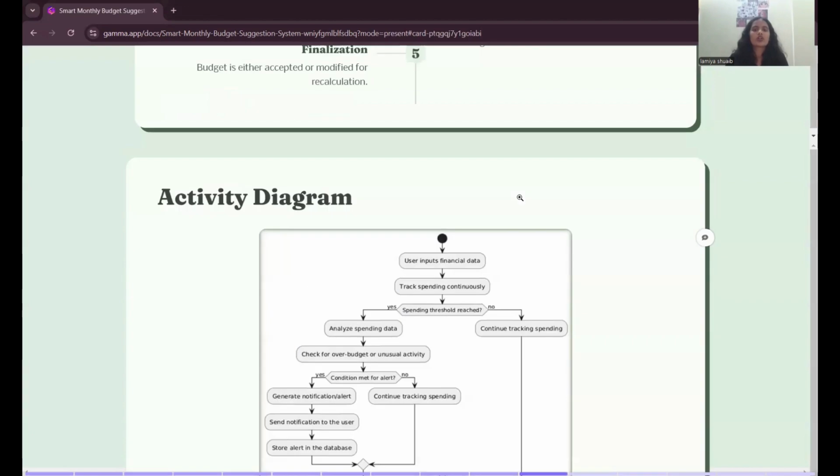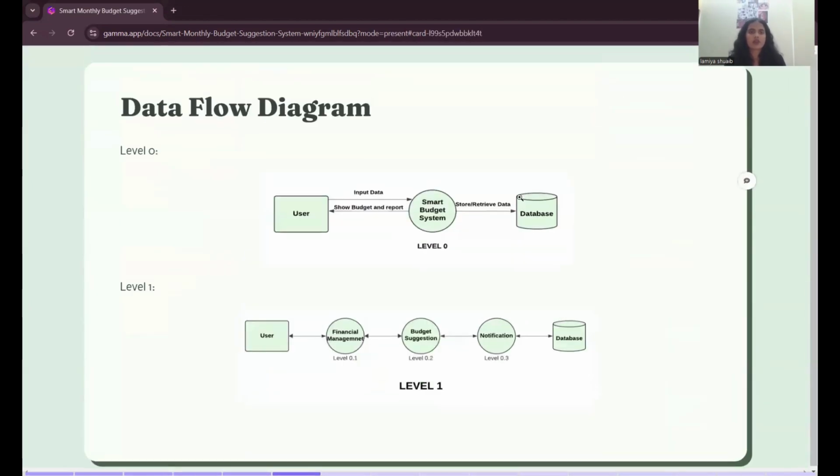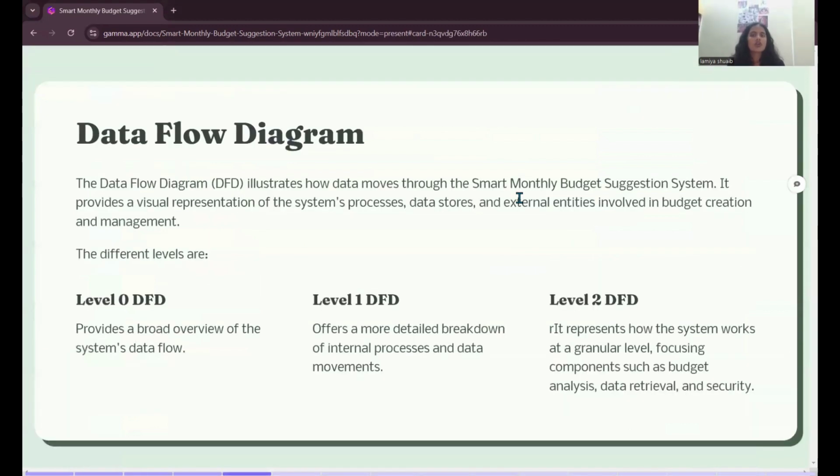Moving on to the data flow diagram, we will have a broader perspective of how the system actually works. It provides a visual representation of the system processes. It basically represents how the data is flowing through the entire system. So it's a detailed explanation.